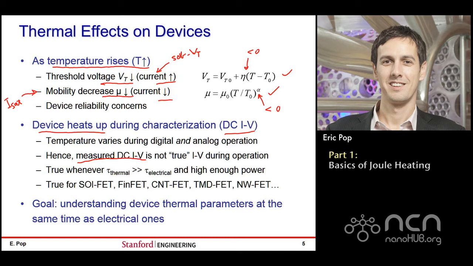By the way, this is true whenever the thermal time constant is significantly longer than the electrical time constant, and of course as long as the input power is high enough. So we will see also what this means. This is largely true for all the nanoscale field effect transistors listed down here: SOI, certainly FinFETs, carbon nanotube FETs, transition metal dichalcogenide FETs with fairly low thermal conductivities. Nanowire FETs, of course, have significant boundaries. So all of these, as they are measured, have significant power dissipation and significant thermal resistance as well, leading to significant temperature rise.